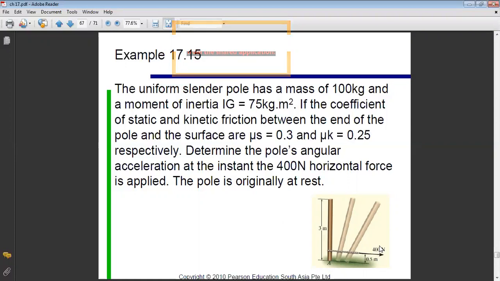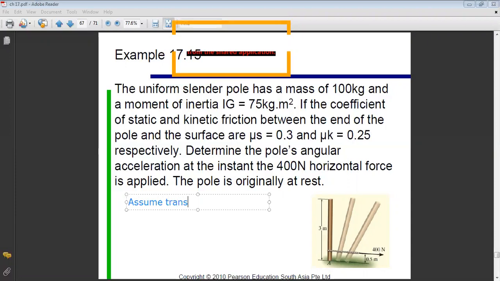When I am in this case, I should do an assumption. I should start by doing an assumption. Always I start by assuming translation. So first I assume translation. If I have translation, what is the condition to have translation?